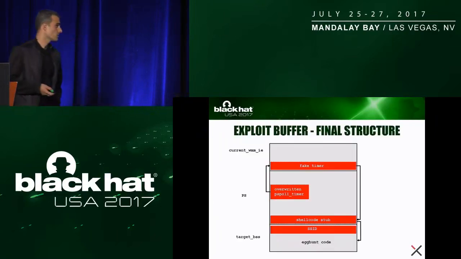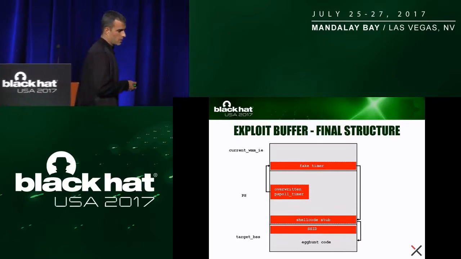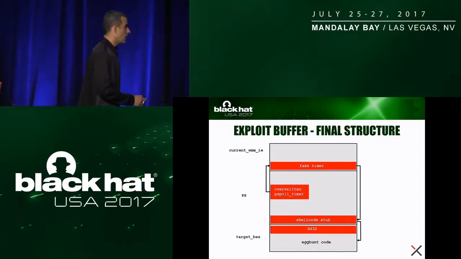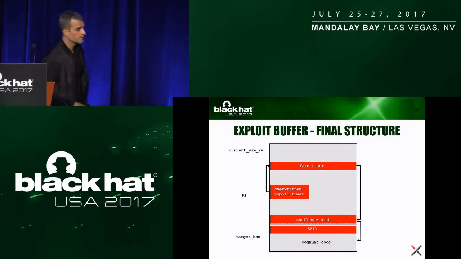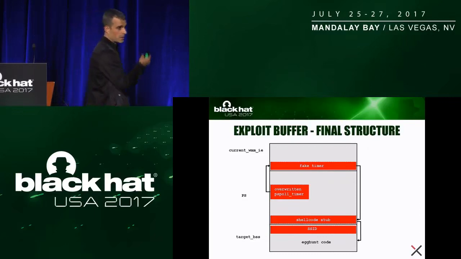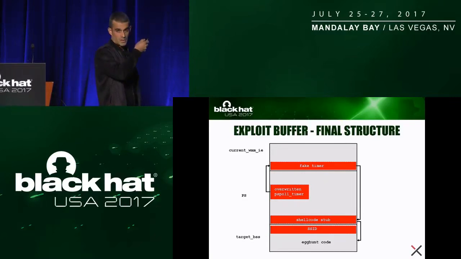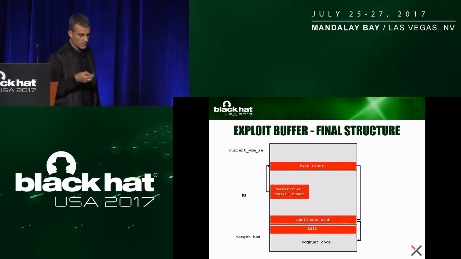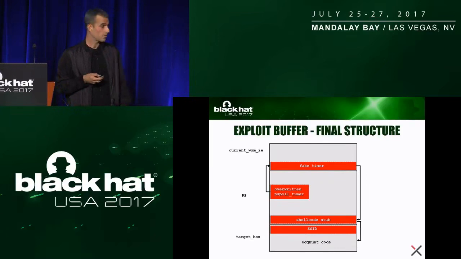And this is the layout of the exploit buffer that we've eventually ended up with. You can see we were able to use the overflow to put our fake timer object at the beginning. It jumps to a shellcode stub. Then it jumps to the egg hunting code. And eventually it jumps to the ring buffer.